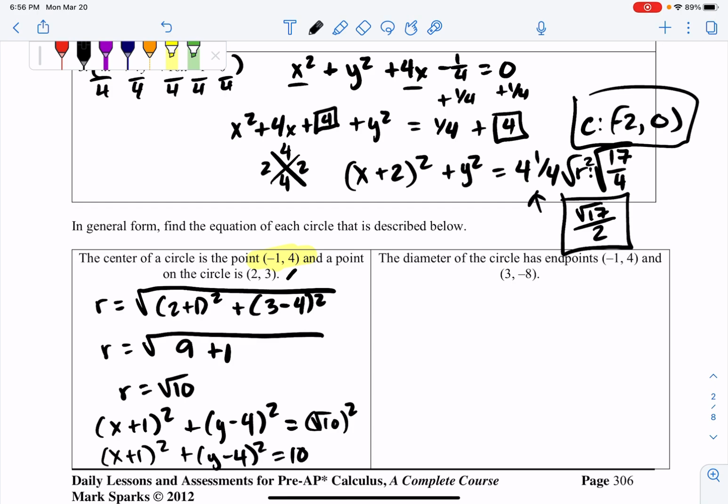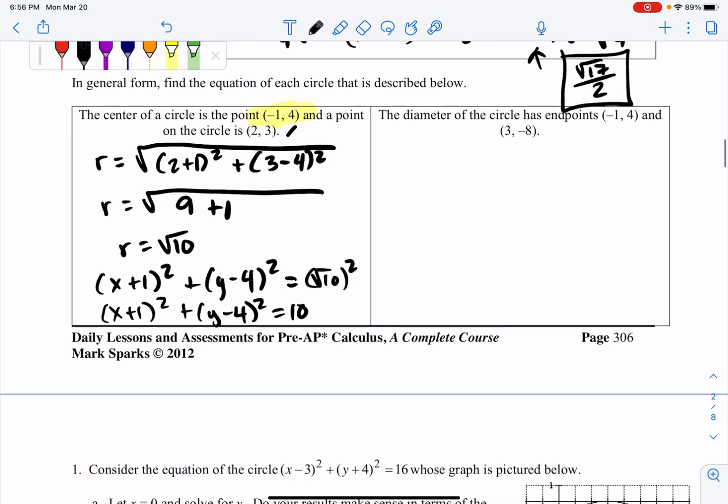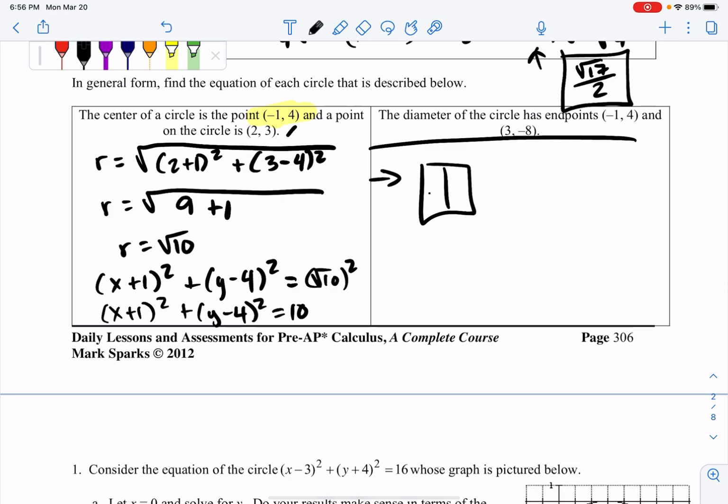Now, if you wanted to turn this into general form, which is what they actually ask for, we're going to have to square both of these things, and we're going to use area models to do that. So I'm going to do that in the space over here because you're going to try that next one on your own and check the answer key. So basically, we need to do an area model for x plus 1, and we're going to need to do an area model for y minus 4.